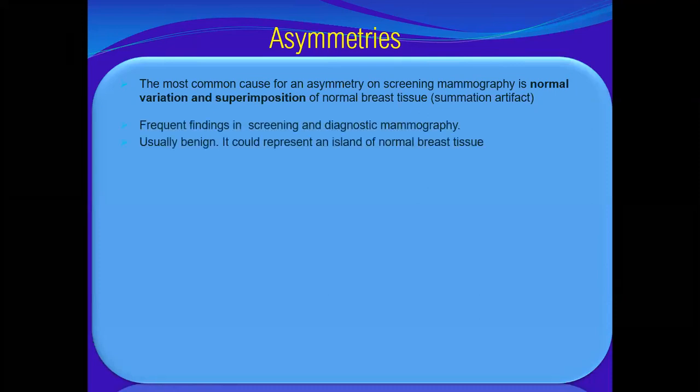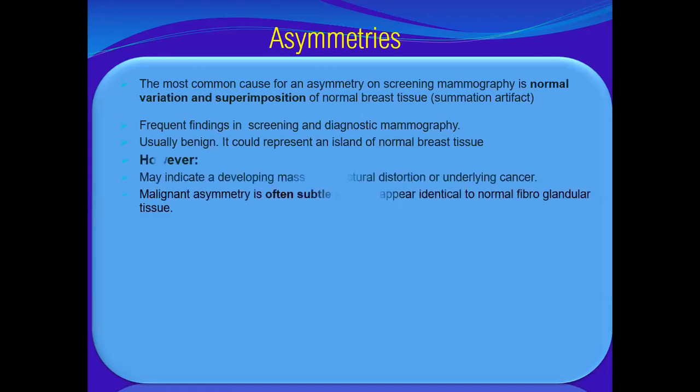A frequent finding in screening and diagnostic mammography is asymmetries, and it is usually benign. It could represent an island of normal breast tissue, not necessarily summation artifact. An island will persist. You will see it even on compression, spot compression view. You will see the tissue is there because it is just an island, surrounded by fat. Okay, island of breast tissue. We'll see an example of that.